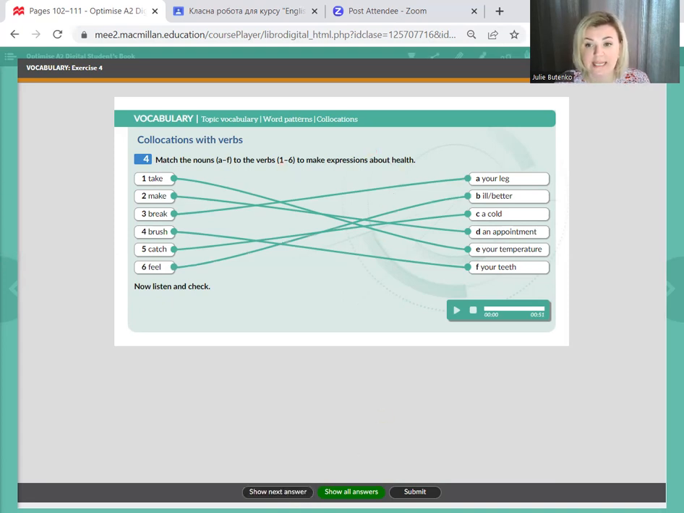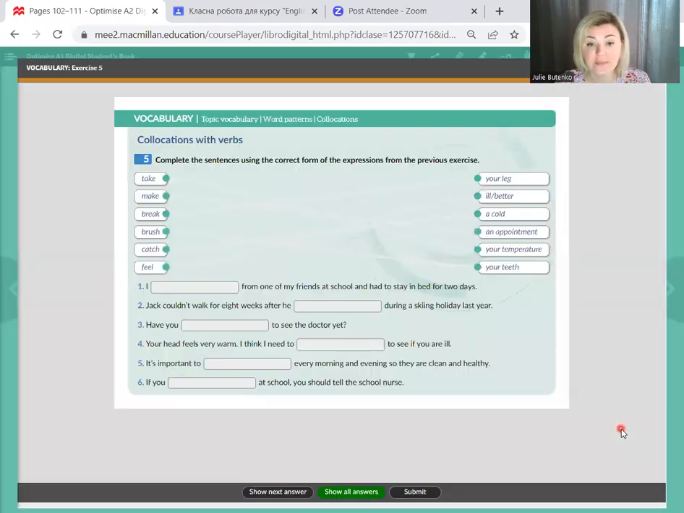And now in exercise 5, our task is to use our expressions and complete the sentences. But be careful with grammar. I from one of my friends at school and had to stay in bed for 2 days. Yes, it is catch a cold, but had to stay means the past action, so caught a cold.